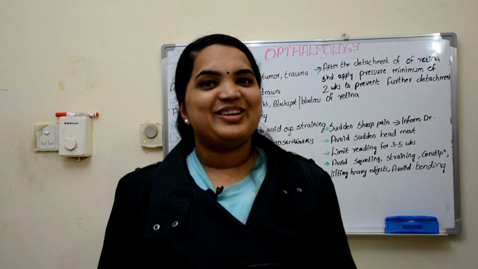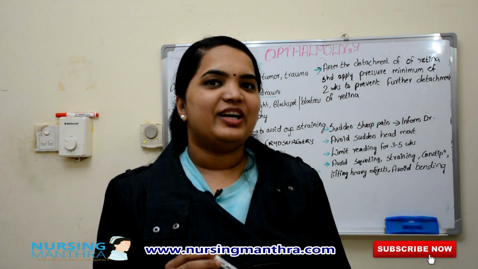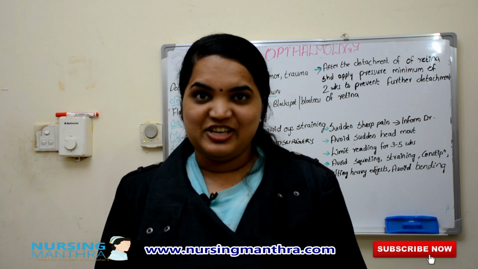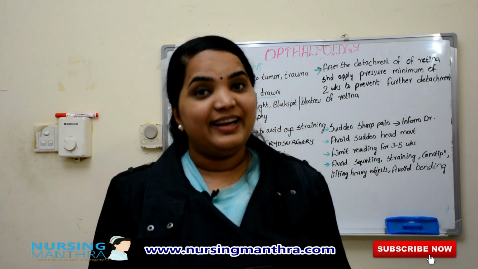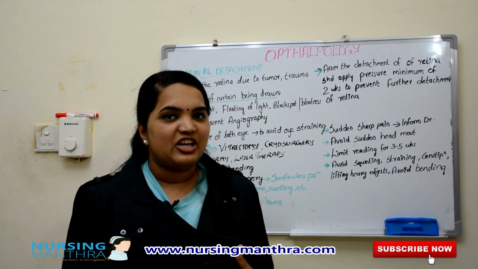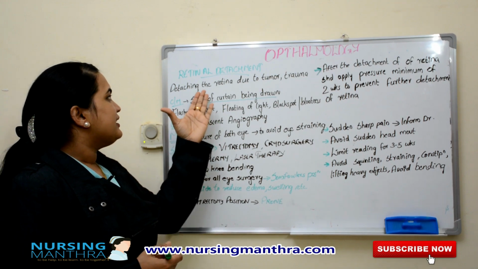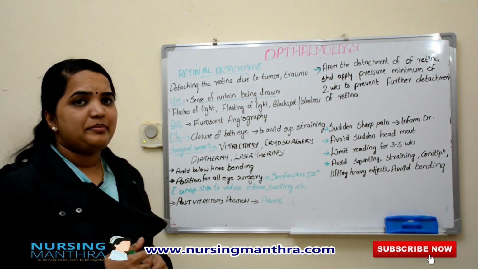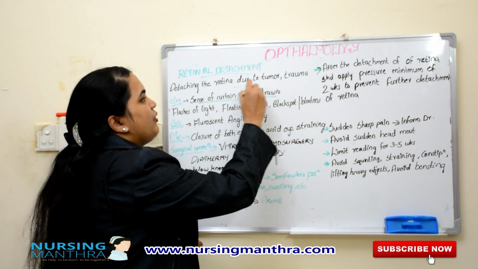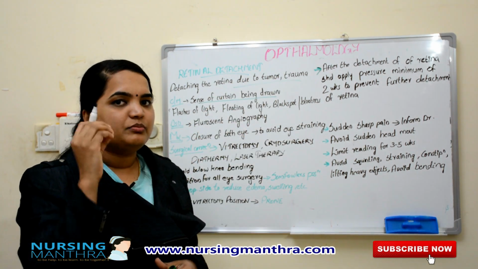I hope you all understood up to here, you are clear. So now we will move on to another topic, that is retinal detachment. So what is retinal detachment? As part of the exam view, it is an important question; in the retinal detachment section, they are asking more questions. So what is retinal detachment? It is the detaching of the retina, due to a tumor or sometimes due to trauma. So the retina is detaching from its position.